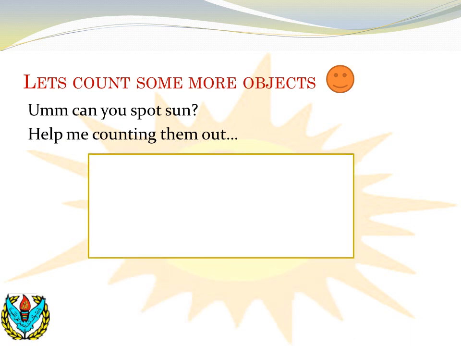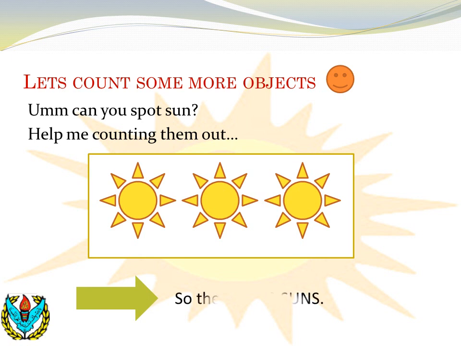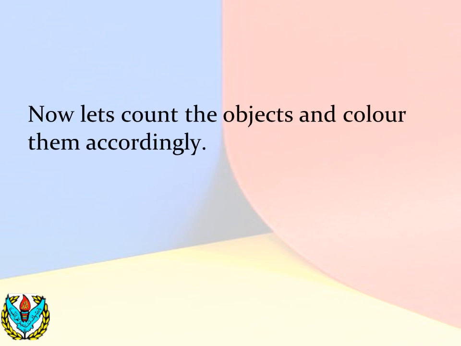Count with me. There are some suns appearing on your screen. 1, 2, 3. So there are 3 suns in total. There are 3 suns. 1, 2 and 3. Now let's count the objects and color them accordingly.